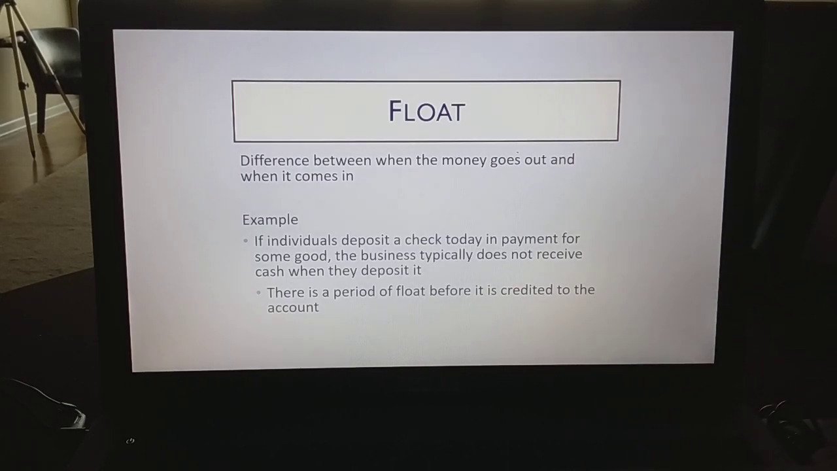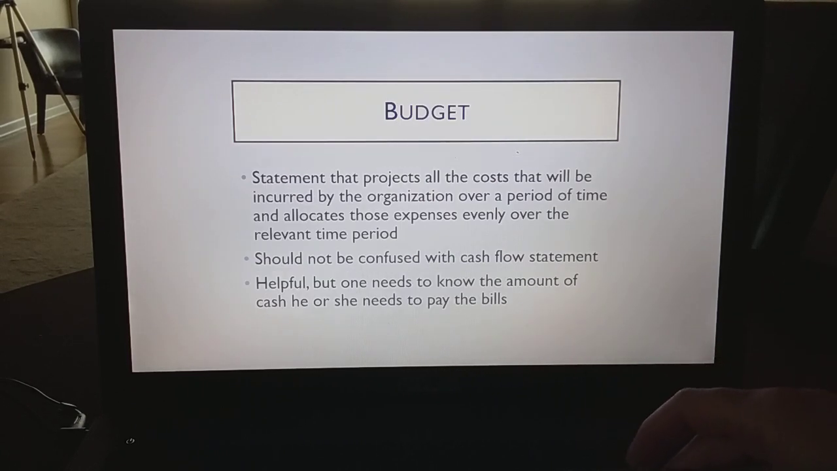Okay, float. Float is the difference between when the money goes out and when the money comes in. So how much time is there? There might be a little bit of a float. The float in a bank is, if you pay a bill, but it might be 3 or 4 days before that check is cashed, then you still would have access to that money in your account. And so that's sort of like the float. You want to be careful about playing the float because it can get you into trouble.